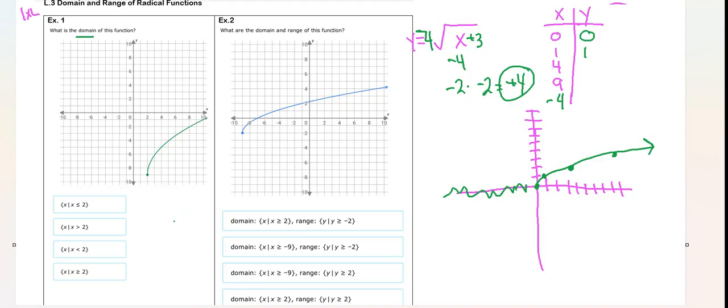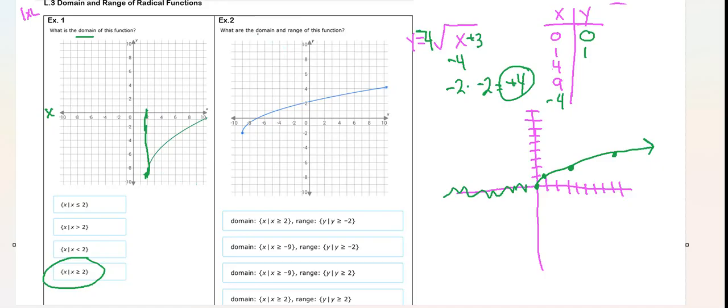In example number 1, they're asking us for the domain, which are the x values. The smallest x value that we have here, we see the graph shows up at x is 2 and on. So in set builder notation, we would look for x is greater than or equal to 2, because it actually shows up here.